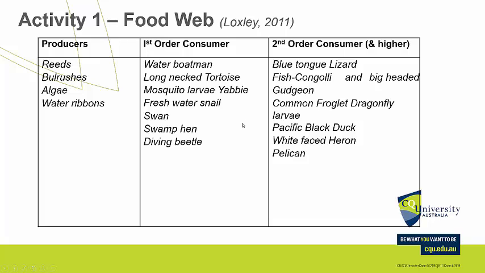But we've got the first order consumers here. The water boatman, right down to the swan helmet, the diving beetle. The second order consumers, who are they? What is the relationship? Now, when you talk to your kids, you need to have this worked out in advance. Okay, you need to work with your students and again, have your inclusion principles. What is a producer? Why do I include them in that category? Your exclusion principles. Okay, the water boatman is a first order consumer. Why do I include him in that category? Why do I exclude him from this one? The blue-tongued lizard, why do I include her as a second-order consumer?